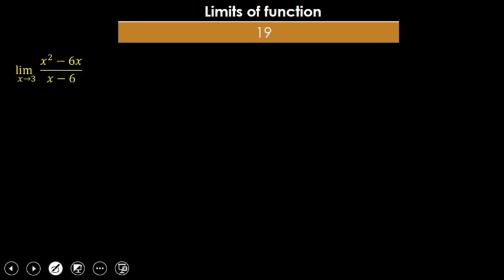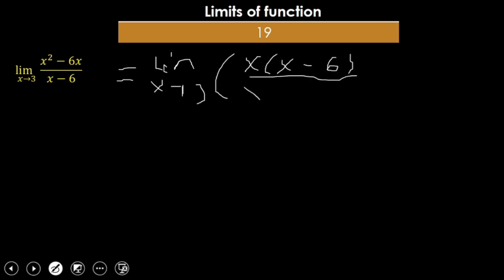Moving to question number 19, that is x squared minus 6x all over x minus 3. Substituting directly, that is 0 on 0. Substituting directly, you have something undefined. Okay, we move on by taking out x, that is limit x tends to 3 of x into x minus 6 all over x minus 6. This and this will cancel. We are going to have 3 as the answer.